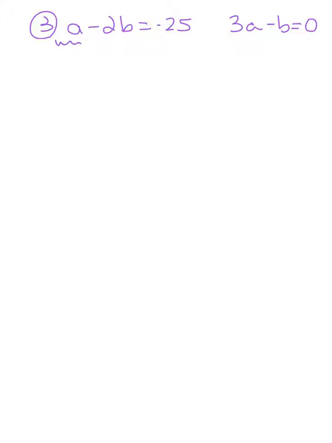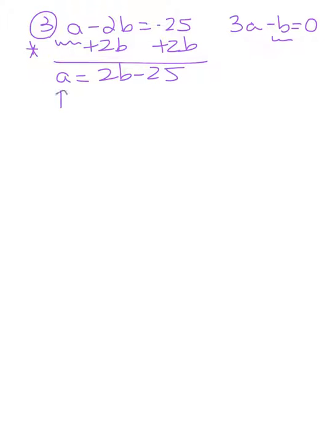In my second equation, I do have negative b, which I could use also. I would just have to remember to divide everything by a negative number. But I'm going to go with a in my first equation. So I'm going to isolate that. I'm going to add 2b to both sides, and I have a is equal to 2b minus 25. So again, that becomes my revised equation, and I will use that later in my solving process.